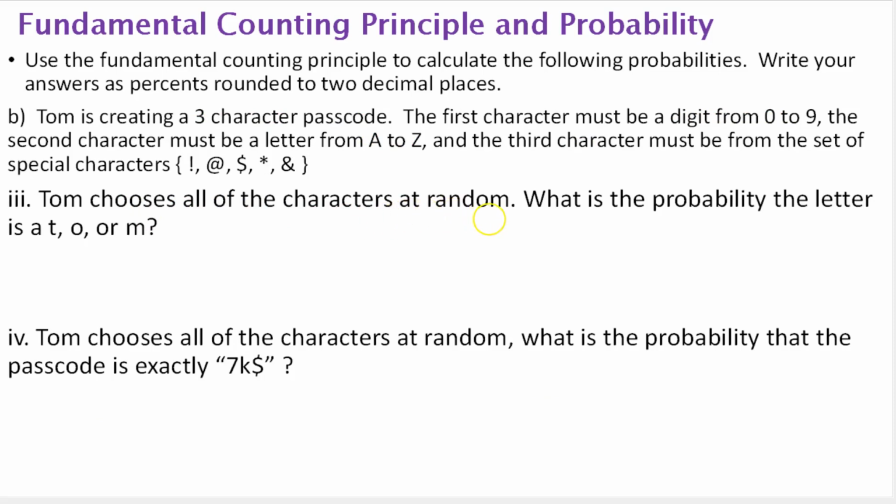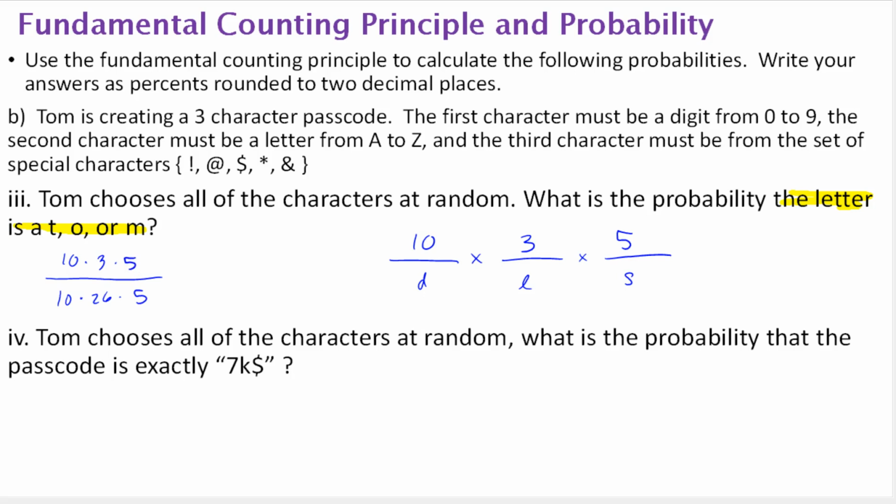Tom chooses all the characters at random. What is the probability the letter is a T, O, or an M? So again, in the bottom we'll have our 10 times 26 times 5. We'll have for our event space the digit, the letter, and the special character. So this is just talking about the letter. For the digit we still have 10 choices. For the letter, instead of 26 choices, we have 3 letters, T, O, or M. And for the special character, we still have 5. So 10 times 3 times 5 in the numerator.